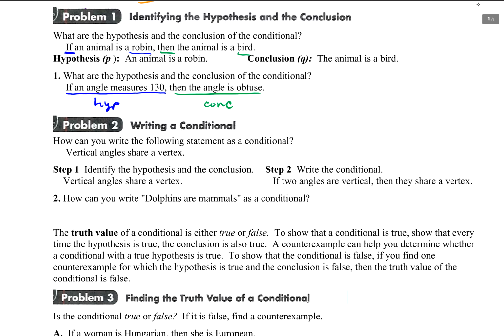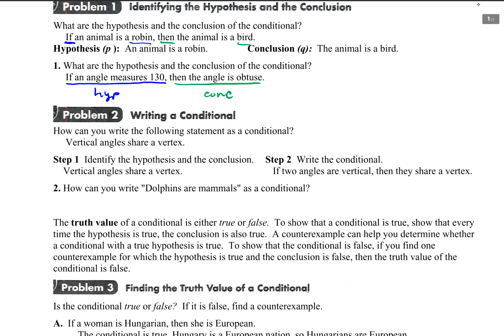That should have been pretty straightforward. We have if an angle measures 130 degrees, so our hypothesis, our requirement, is that the angle measures 130 degrees, and the conclusion or the result is the angle is obtuse. All right, let's look a little further into these.